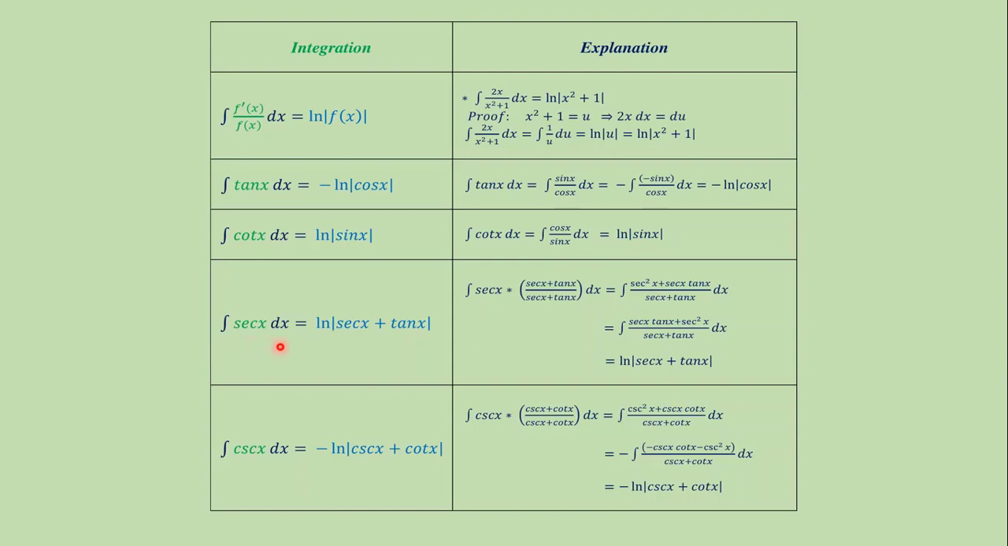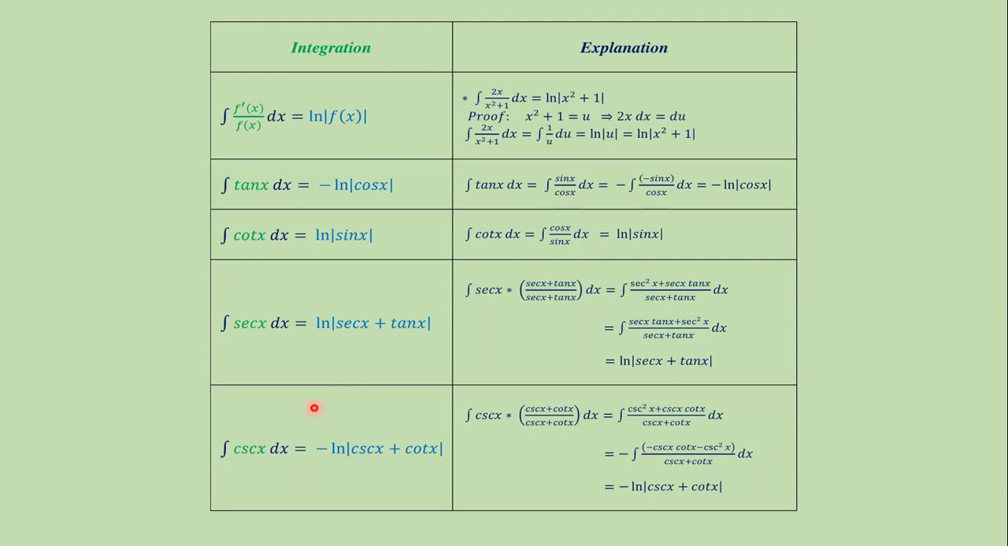Integration of sec x dx equals ln of sec x plus tan x. To prove this, I multiply both numerator and denominator by sec x plus tan x. And after simplifying, I got this line. So if we take the derivative of the denominator, then we get the numerator. The integration will be ln of the denominator sec x plus tan x.